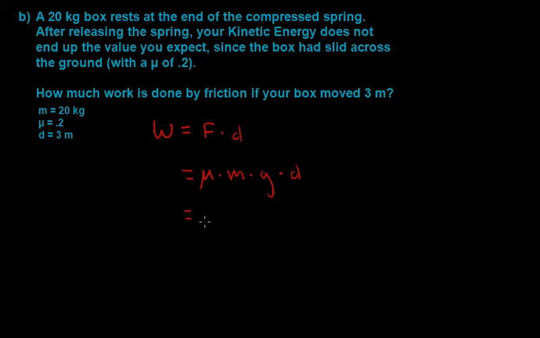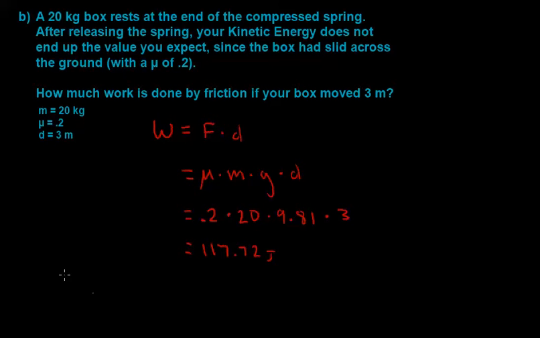done by friction. So we have our coefficient of friction of 0.2 times 20 kilograms times 9.81 meters per second squared, and then times our distance of 3 meters. And all we have to do is calculate this once again, and what we end up with is 117.72 joules, and that's a lot of work done by friction.